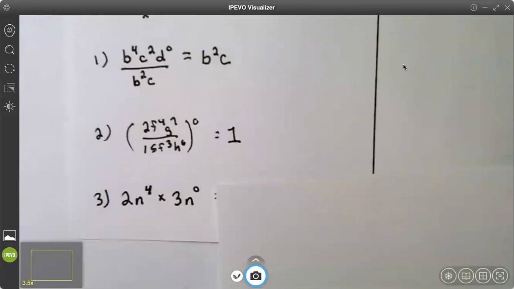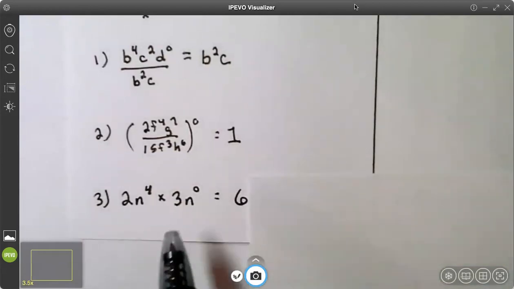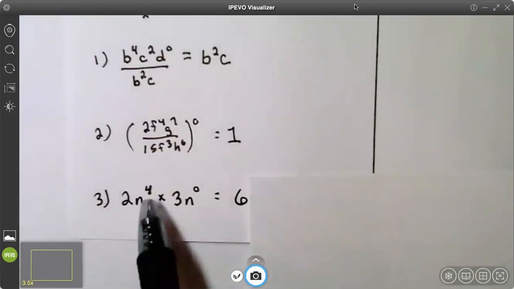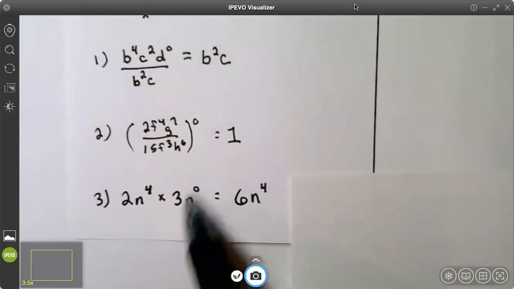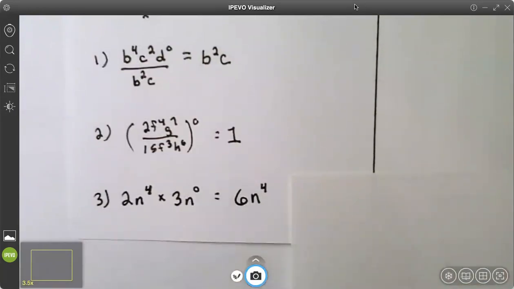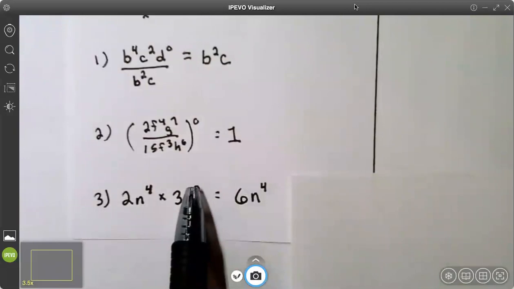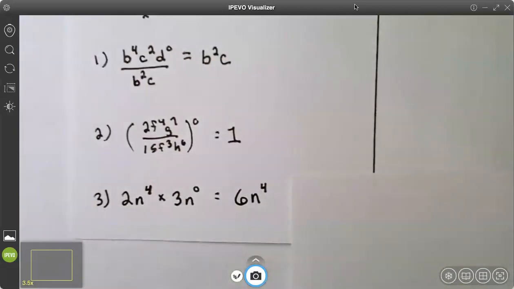Try number 3. Number 3 is multiplication, not division, but we needed to see one with a 0 exponent. So my coefficients, 2 times 3 is 6. On my n's, n to the 4th times n to the 0. 4 plus 0 is 4, one way to look at it. Or as soon as I see n to the 0 power, I can just erase it. I don't even have to write it to start with. It doesn't matter. It's just an understood 1. 1 times 3 is 3. So you could write it without that, just a 3 there. Zero exponent, one of the easiest things we'll do.